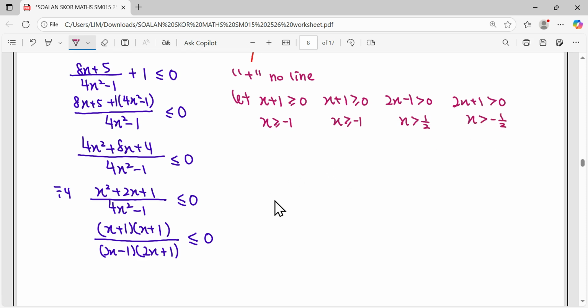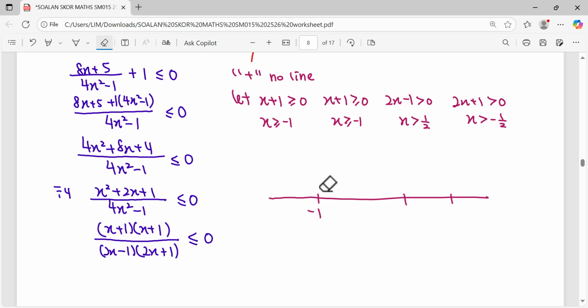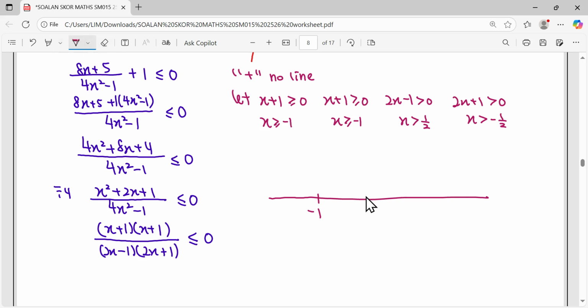Then we draw this region. Arrange the points in order, starting from negative 1. I have just 3 points only, so 3 points give 4 regions. With 4 points, I would have 5 regions. These 2 points are the same. Then negative 1 over 2, and 1 over 2.